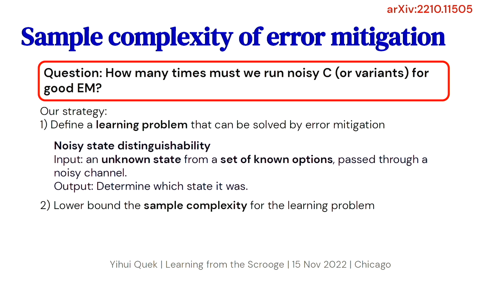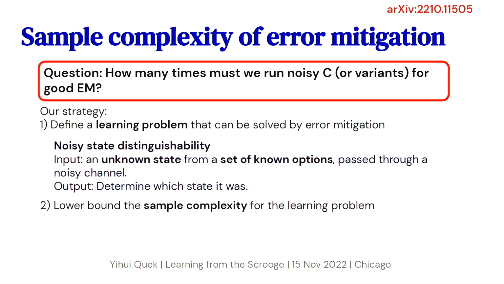And the learning problem that we defined is called noisy state distinguishability, which is basically: given an unknown state from a set of known options, and with the caveat that this unknown state was passed through a noisy channel, determine which state it was. And you can get an intuition for why error mitigation might help you in solving this problem, because if you could error mitigate, then you could measure certain specially chosen observables and get their noiseless expectation values on this unknown state.